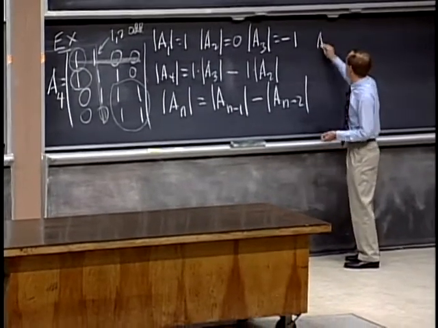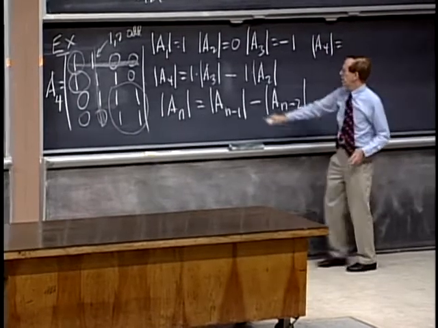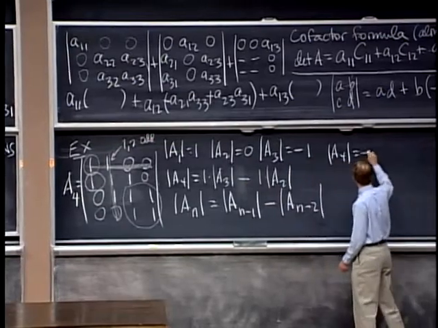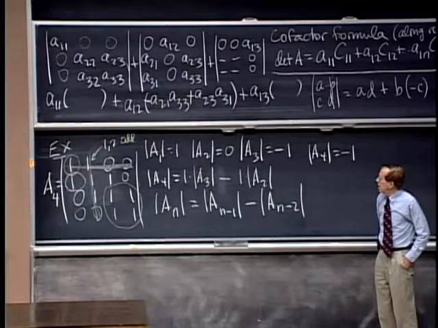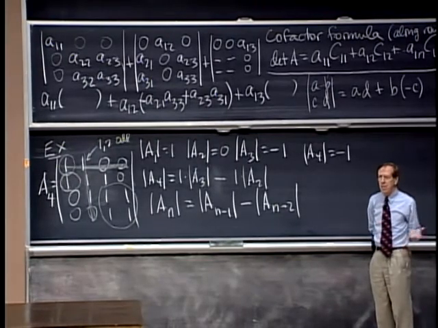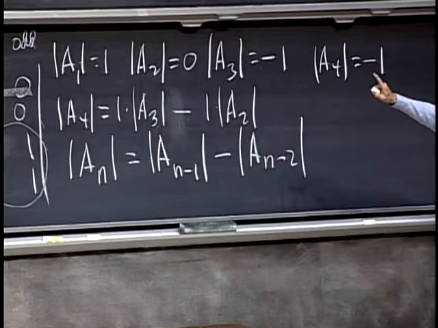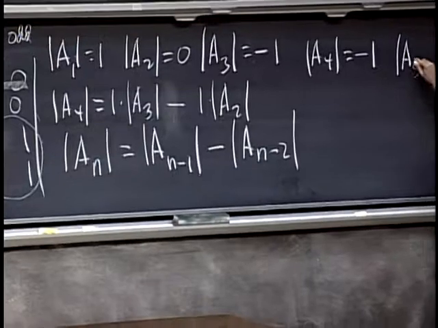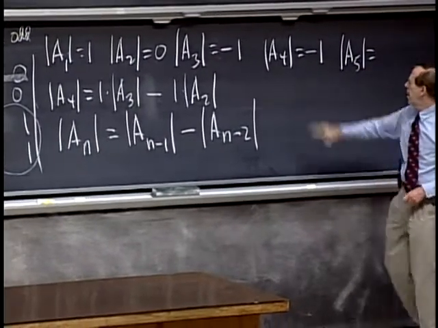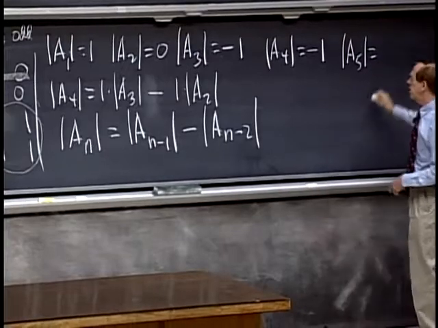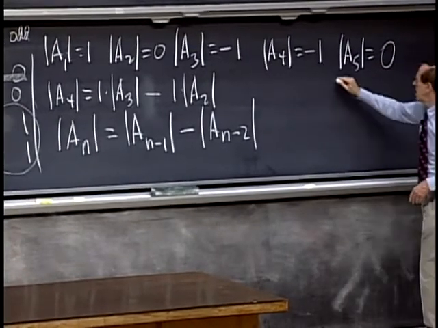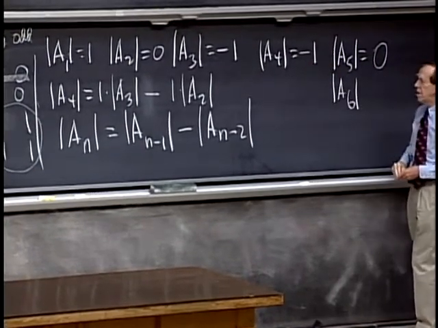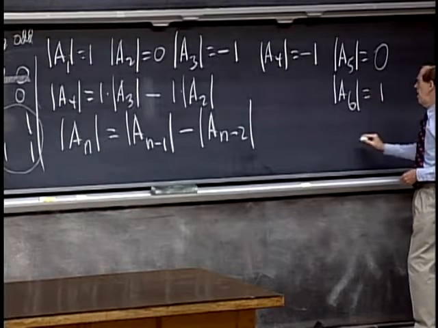Oh, yeah, finally I can get A4, because it's A3, which is minus 1, minus A2, which is 0, so it's minus 1. You see, we're getting kind of numbers that you might not have guessed. So our sequence right now is 1, 0, minus 1, minus 1. What's the next one in the sequence? A5 is this minus this, so it is 0. What's A6? A6 is this minus this, which is 1. What's A7?